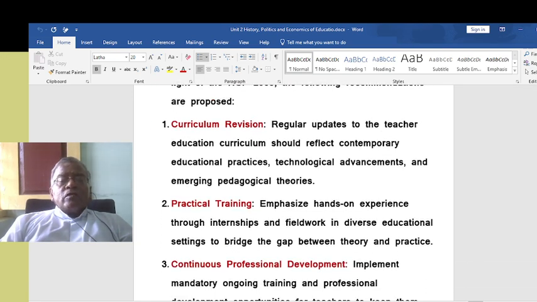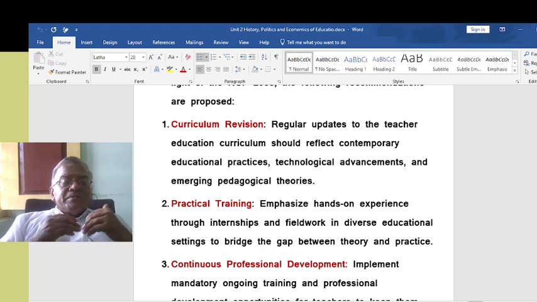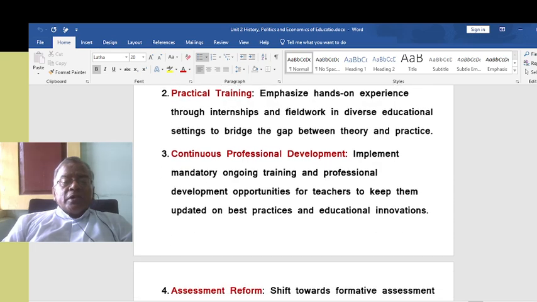Curriculum revision. Regular updates to the teacher education curriculum should reflect contemporary educational practices, technological advancements, and emerging pedagogical theories. Then practical training. Emphasize hands-on experience through internships and field work in diverse educational settings to bridge the gap between theory and practice. Then continuous professional development.